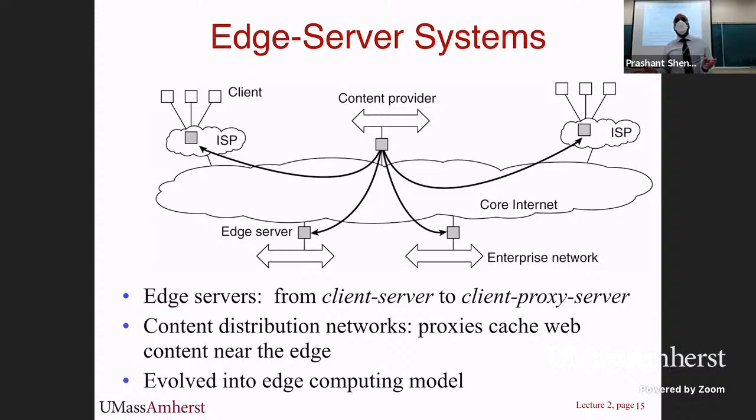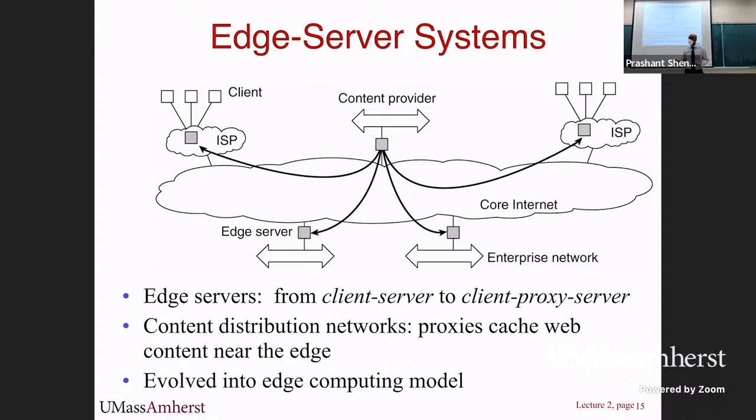Okay? So in the edge computing model, you essentially deploy these edge servers close to the client, but they are not just doing caching. They are performing all kinds of other active computation. Okay? They can run code. Okay? They can run code very close to the user or their devices and give very low latency services. So you don't have to go to a cloud server, which is much further away. You can go to an edge server that's close by and get very quick responses.